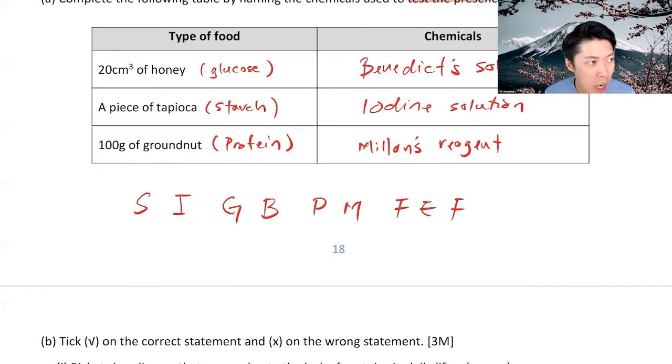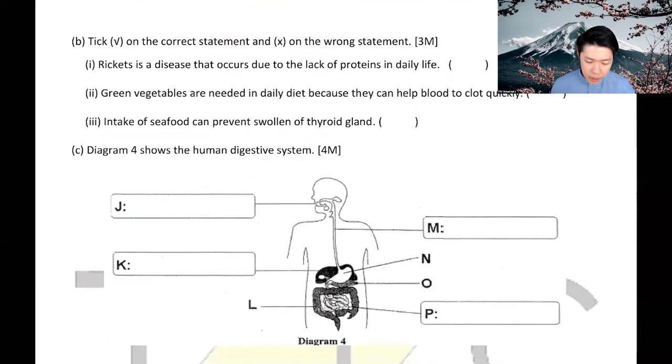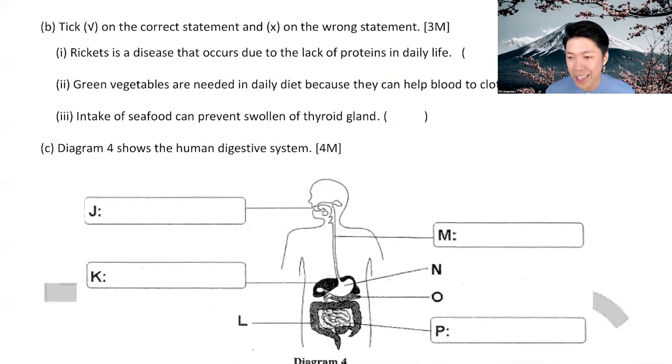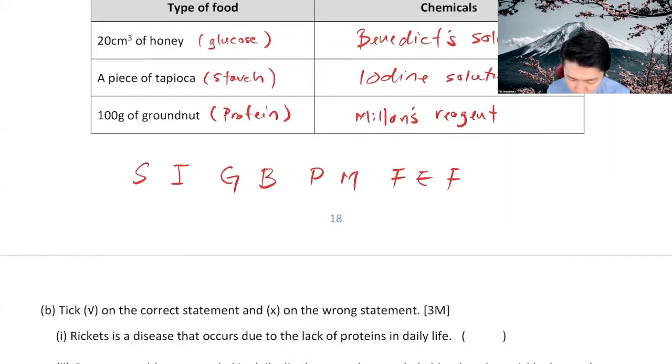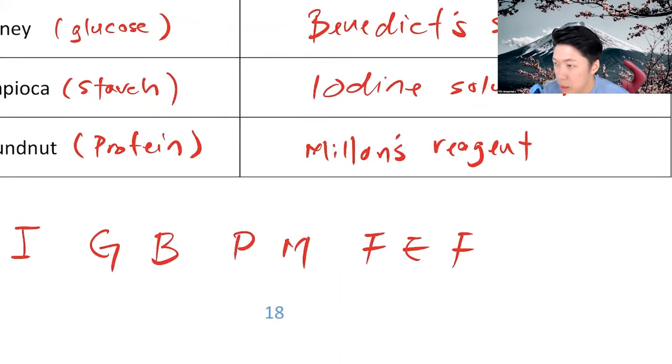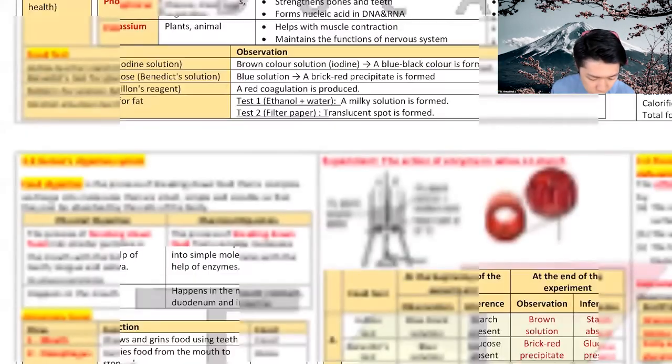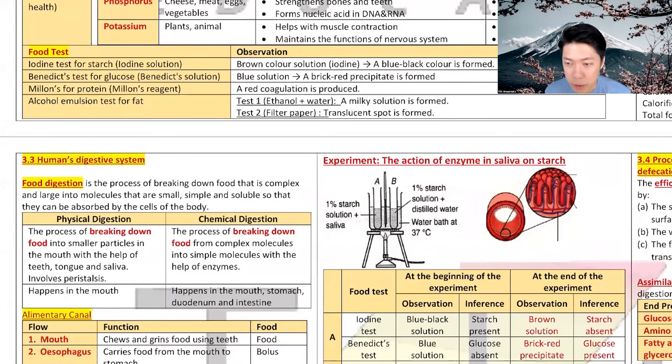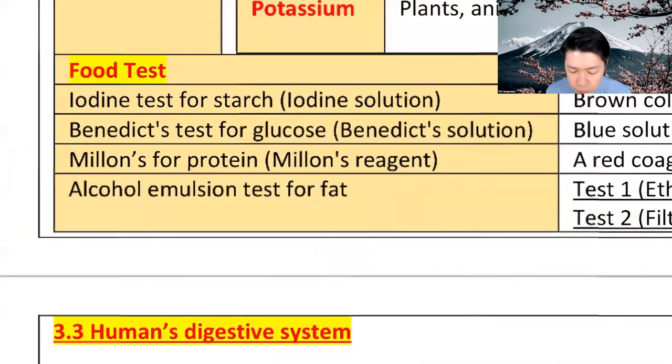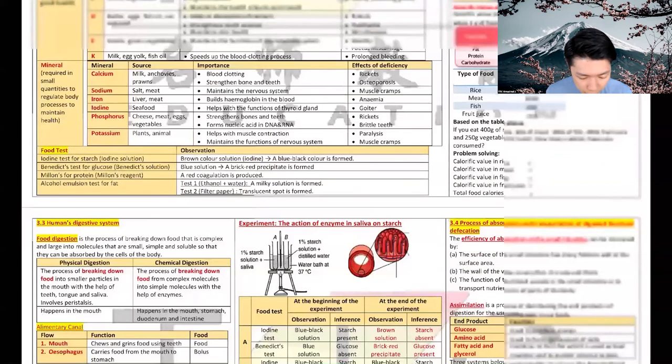Okay, good. All right, B at the moment. Tick the correct statement and cross the wrong statement. Okay, very simple. This is about your nutrition and all the diseases. How to spell Millon's? Gabriel, you're correct. It's here, Millon's. In the meantime, your short notes have chapter 3. You can turn to F2C3. Okay. So right. Next, B, number 1.